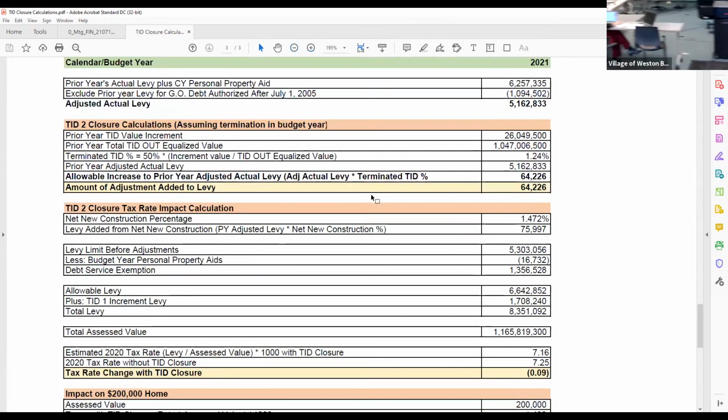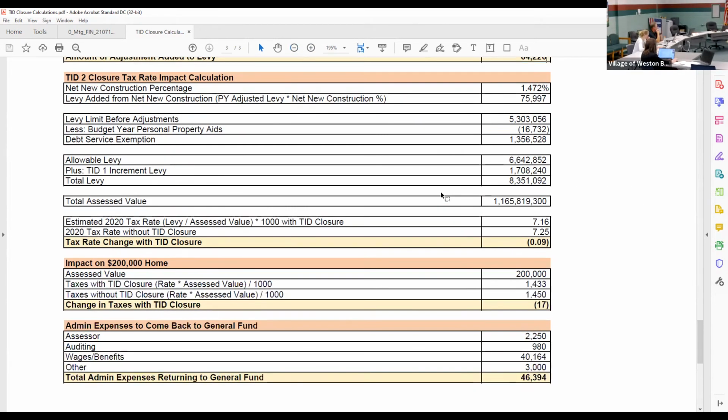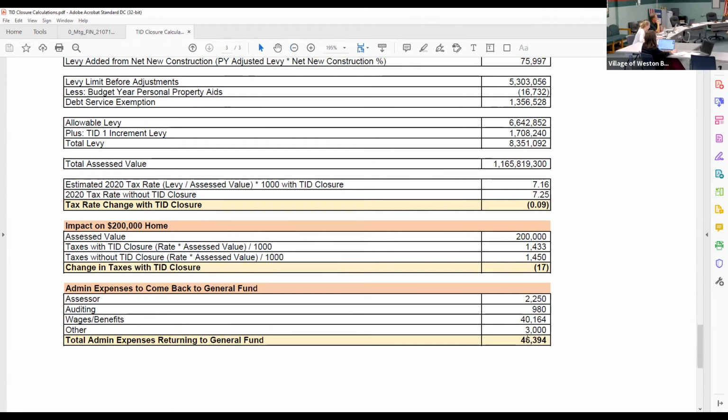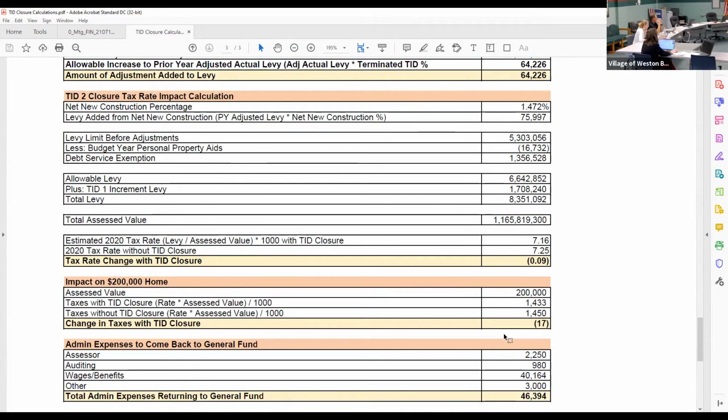Just really quick, I did the same thing for TID 2, which is the 64,000 we would get to add on. It would decrease the tax rate 9 cents. It would be a $17 decrease to your tax bill. And then TID 2 has about 46,000 in admin expenses currently. So again, those would have to go back, which means overall we'd have about an extra 20,000. Minimal revenue effect. Minimal effect.